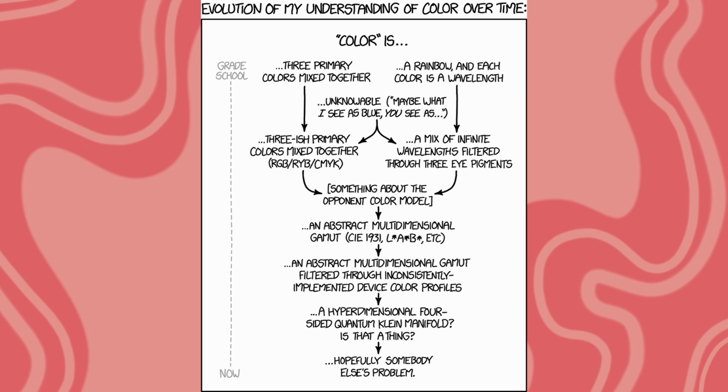And then we get insane with stuff that I don't quite understand, with abstract multidimensional gamuts filtered through inconsistently implemented devices and color profiles, and hyperdimensional four-sided quantum Klein manifolds, which are a thing, I'm pretty sure, but I've got no idea what they are. I've heard those words before, and well, it's someone else's problem at the end of the day, but you can still research it if you want.